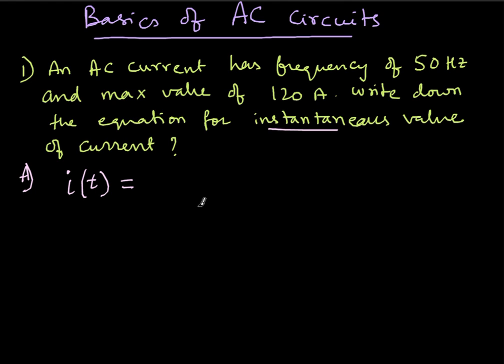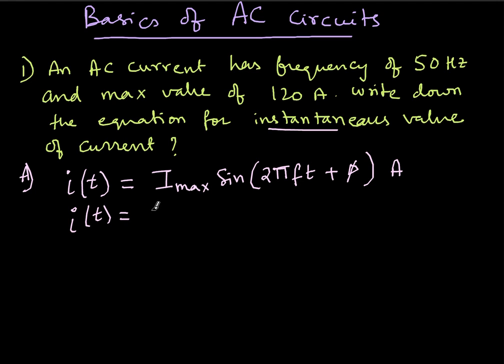It's like an expression. So 120 is the maximum value. The general equation is I max sine of 2 pi f t plus phi. So this is in amperes. This phi is the phase. In the present form of the question, the phase information is not given, so I can consider phi as 0. Frequency is given as 50, 2 pi are constants, and I max is also given. So i of t will be equal to 120 sine 2 pi into 50 into t, plus 0. So phi I am assuming 0.